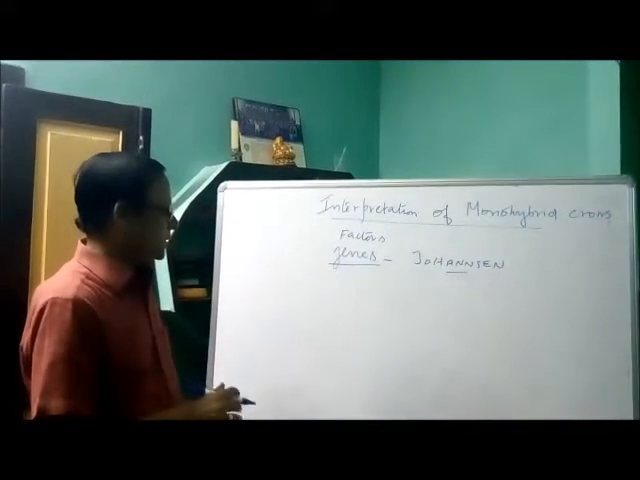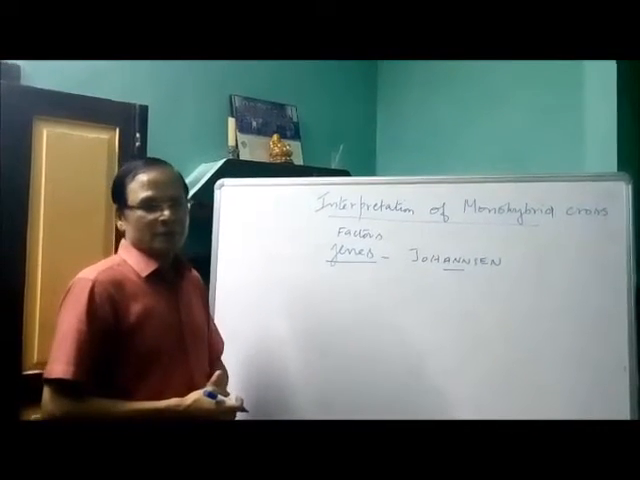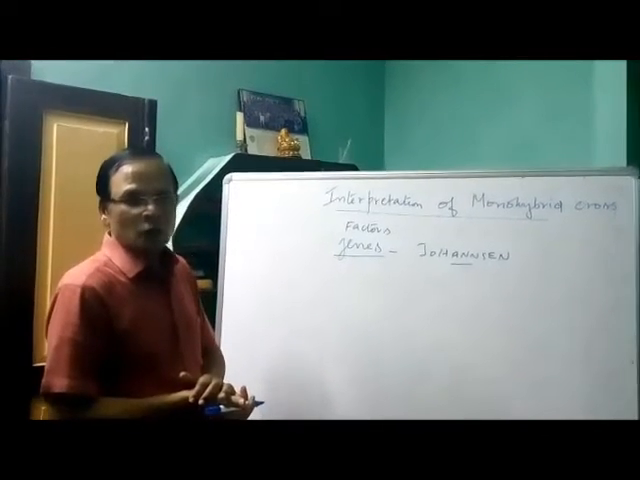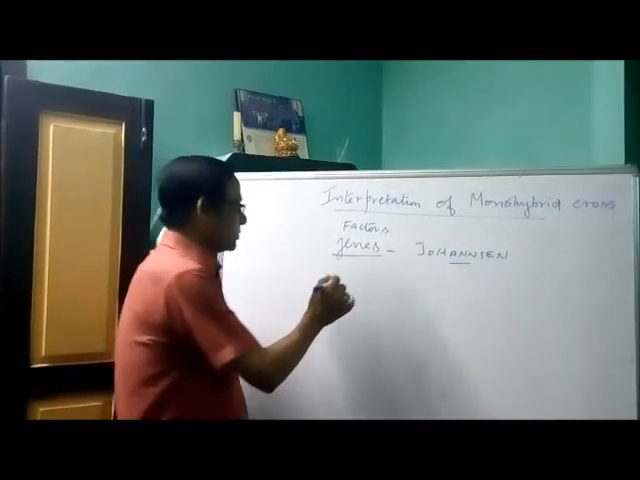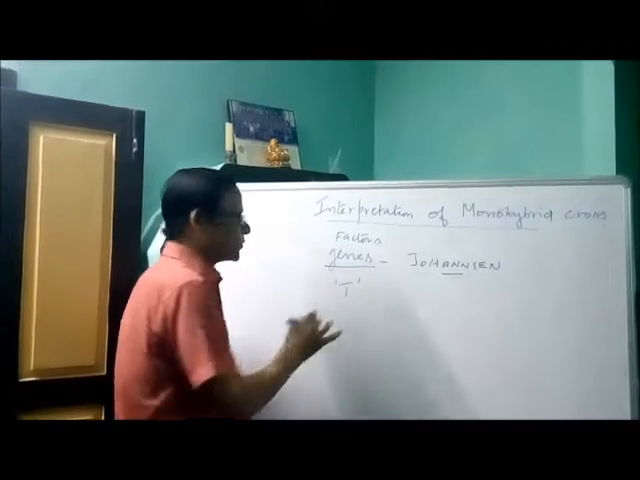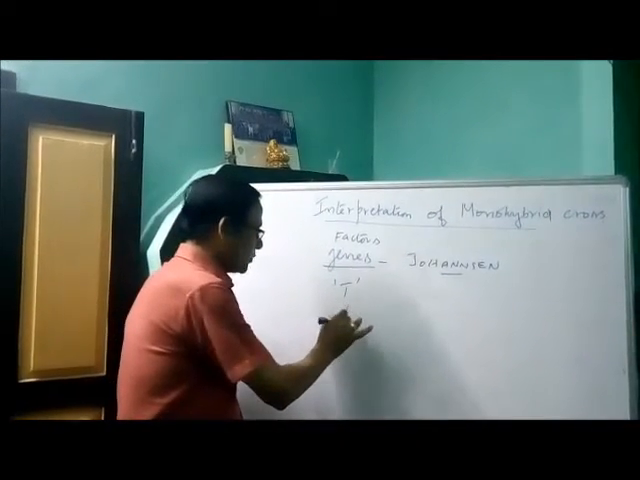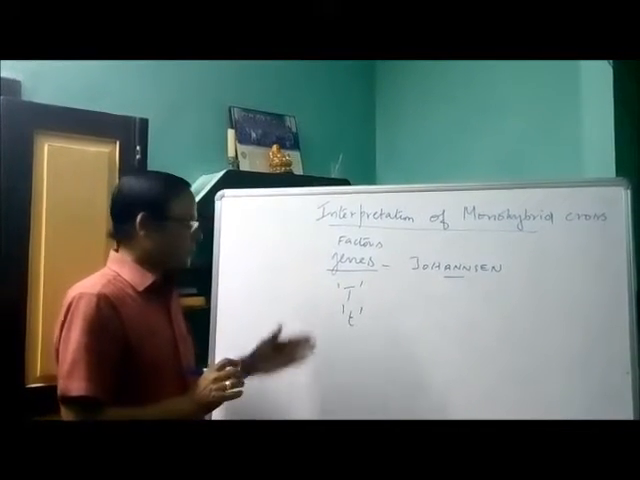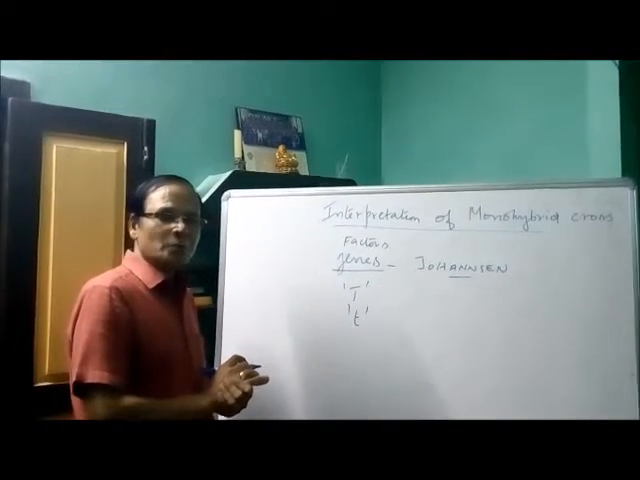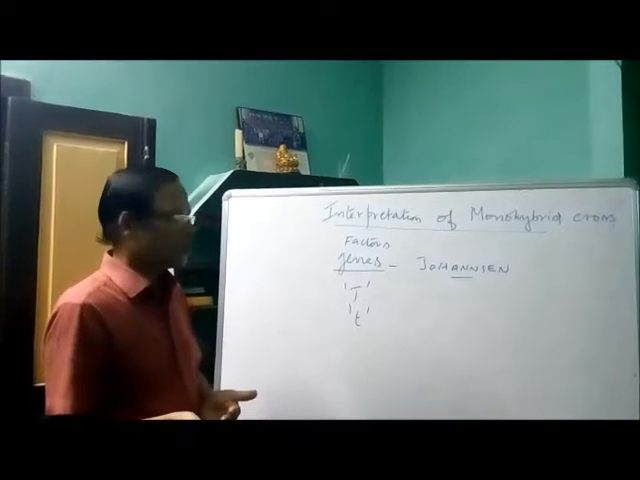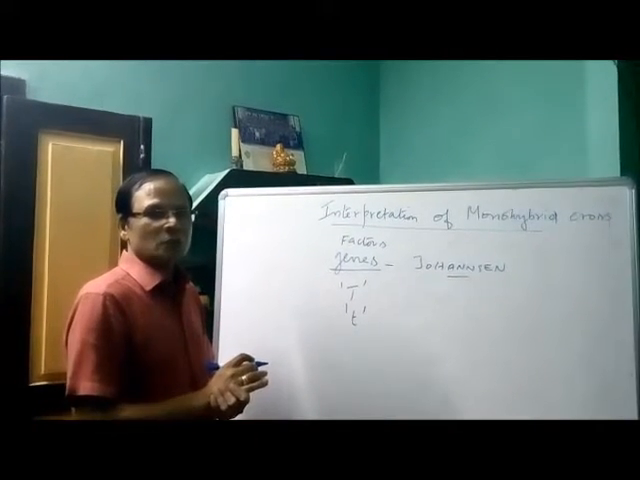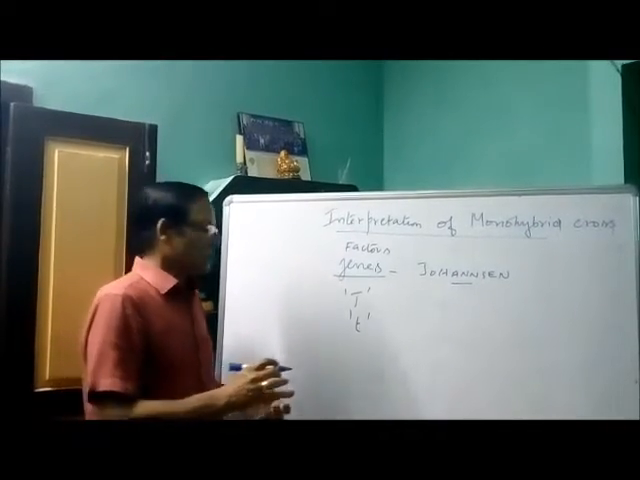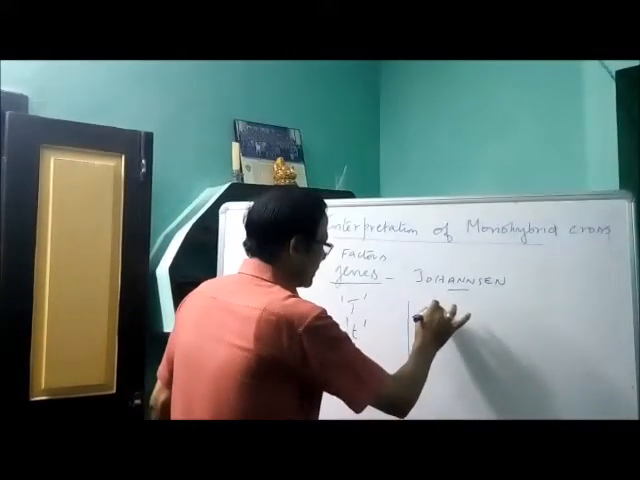This is number one. Now, the two factors are responsible for either tallness or dwarfness. For example, for tallness we have the factor capital T, and for dwarfness, the small t. So these letters represent the factors. They are being passed on to the next generation through fertilization, through reproduction.